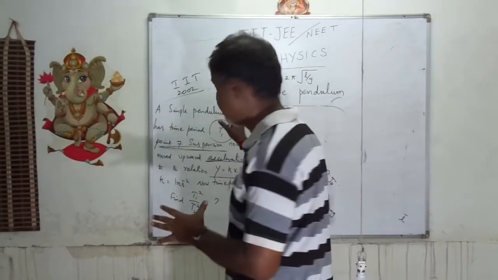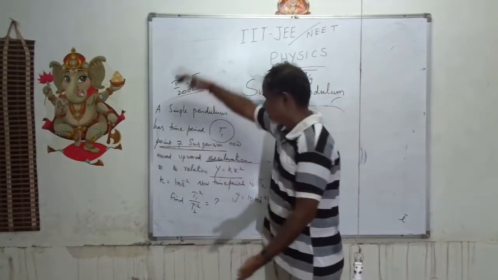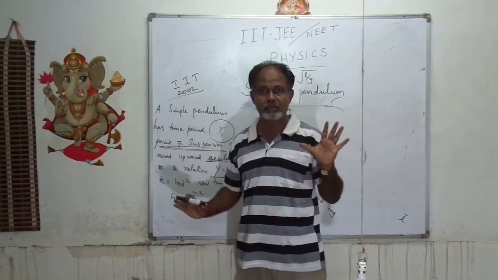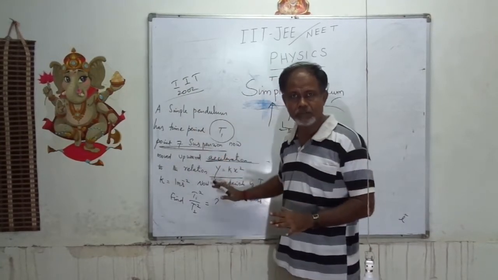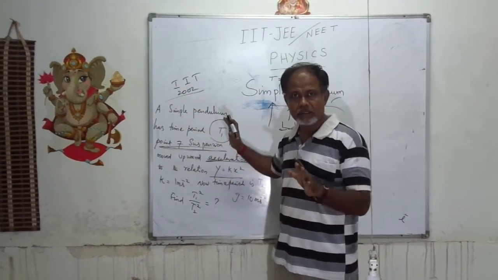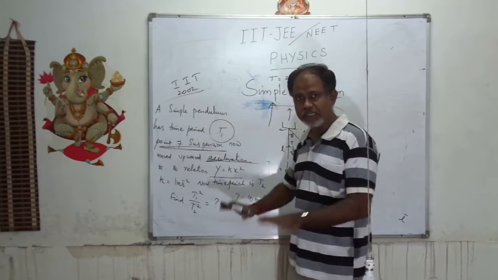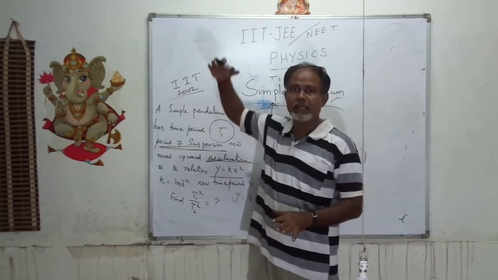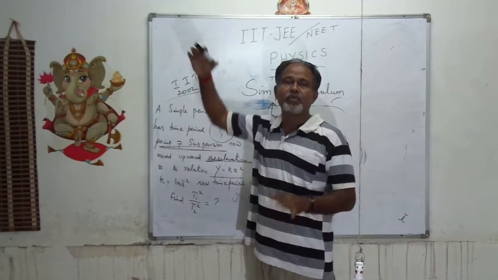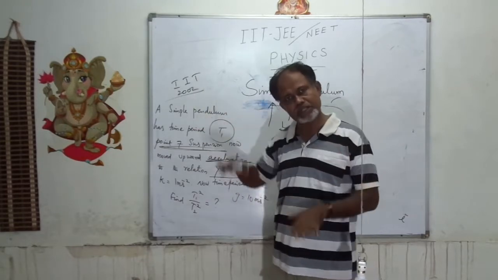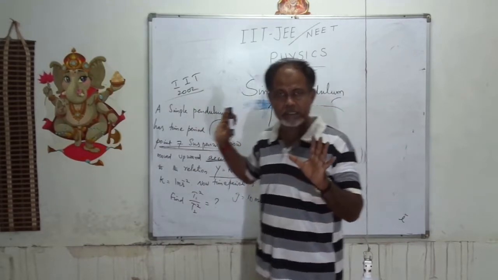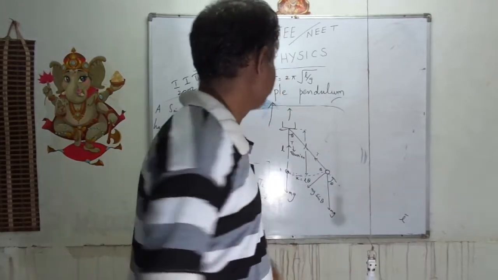Is the problem clear? You know T1, you know T2. T1 is the time period on the ground. Then the system moves with an acceleration in the upward direction, and you find T2. They asked you T1 square by T2 square. Do you understand?